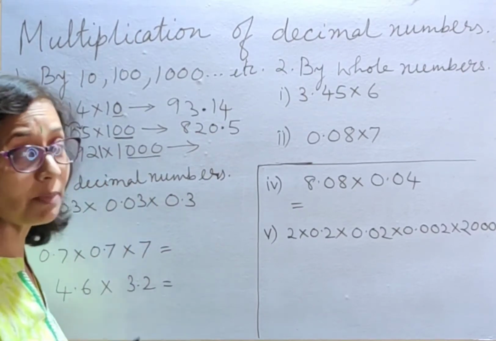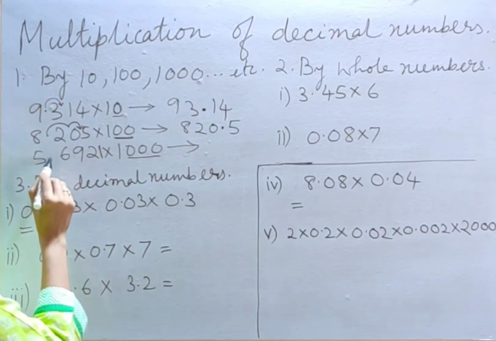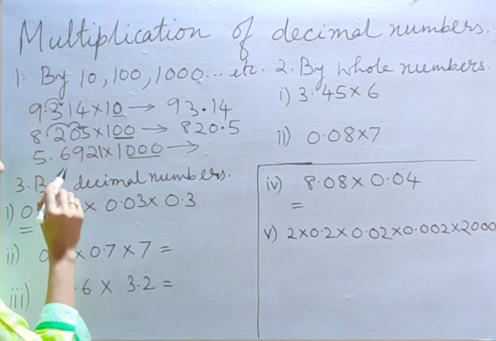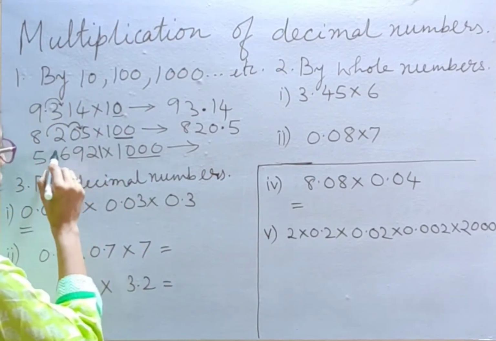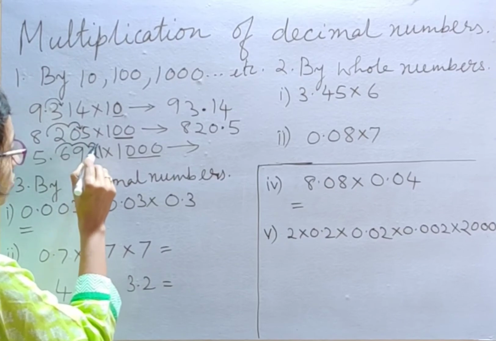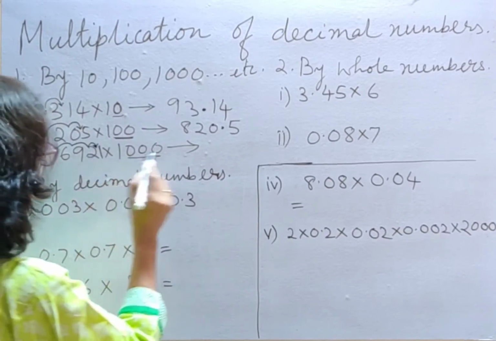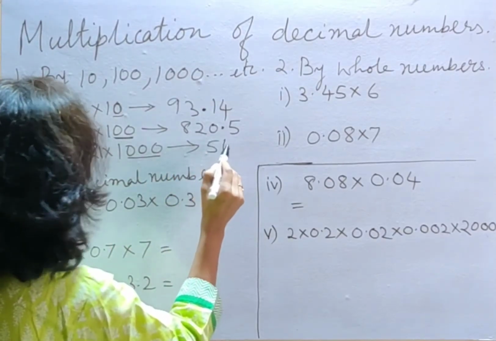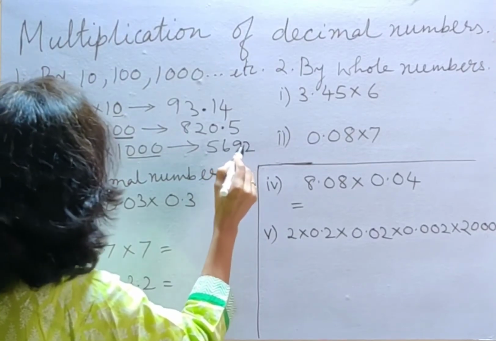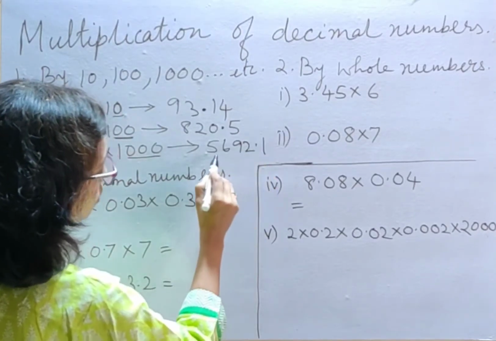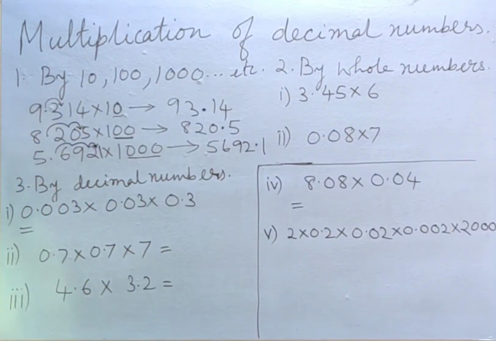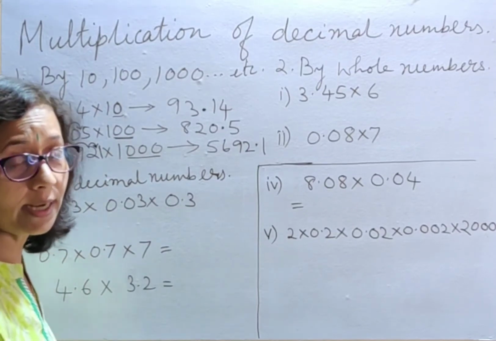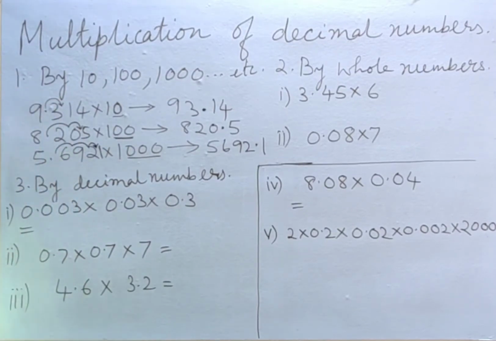Now multiplication by 1000. When we do multiplication by 1000, the decimal point will move 3 places to the right. So 1, 2, 3. It moves 3 places to the right. So 5, 6, 9, 2.1. So 5692.1 is our number.